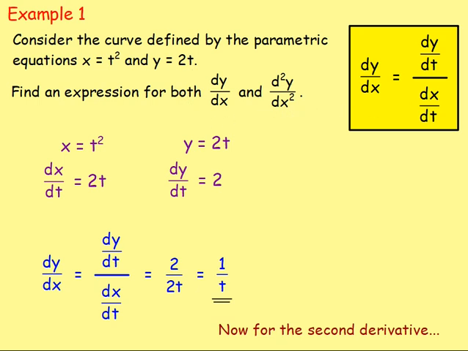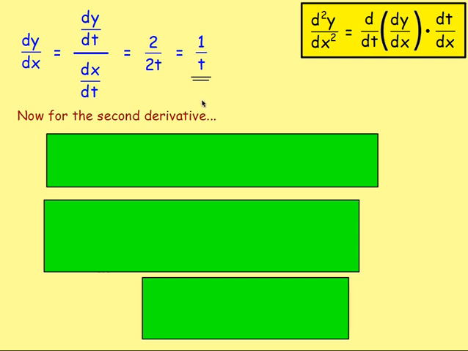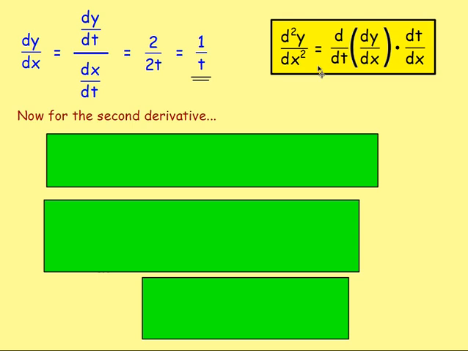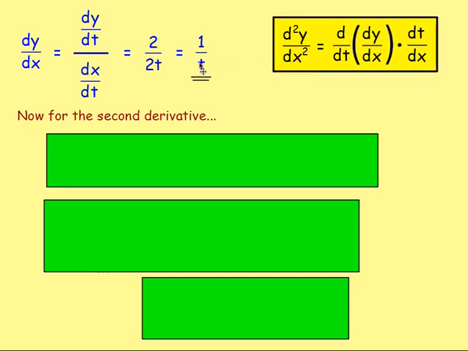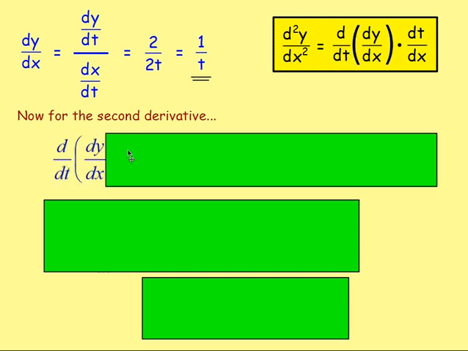Now we need to look at the second derivative. To get the second derivative, it's given by this formula here. You notice that dy by dx is in terms of t. So what we want to do is differentiate dy by dx, but with respect to t. That's what this means. We're differentiating dy by dx with respect to t.